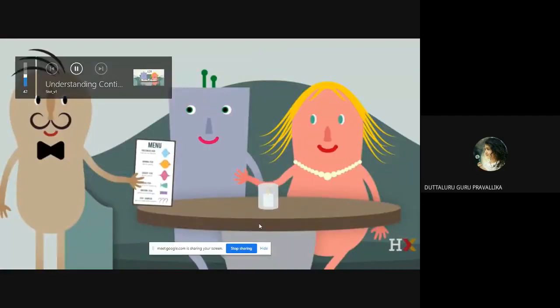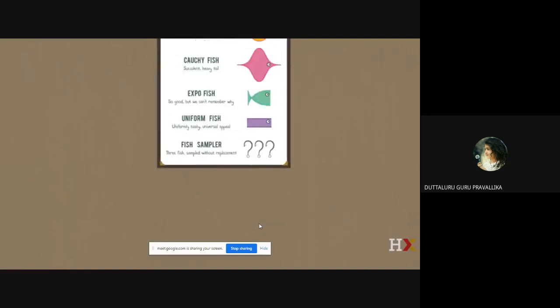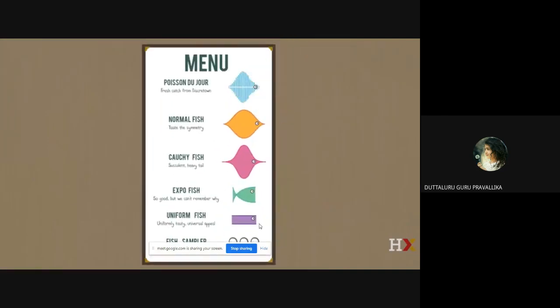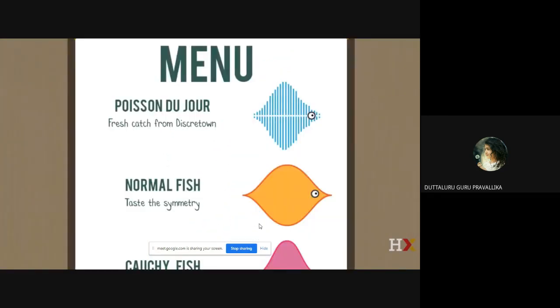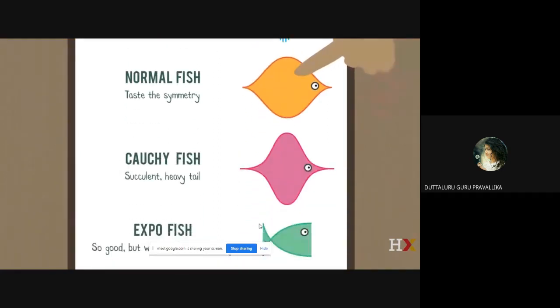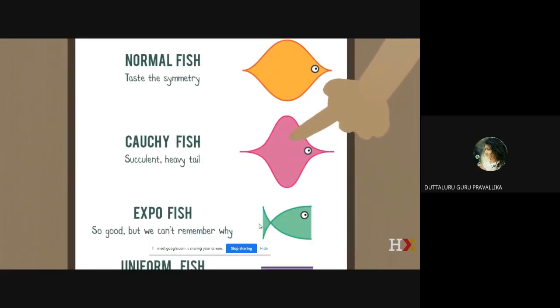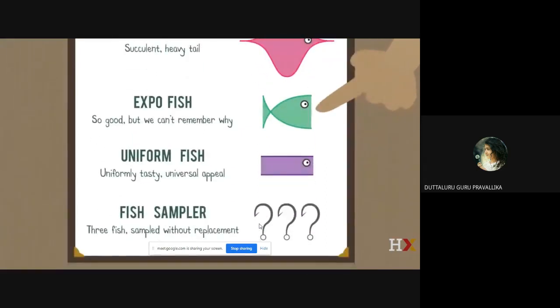What do you recommend? Each of our dishes has its own special flavoring story. Our most popular fish is the normal fish. But if you'd like something more exotic, you can try the kosher fish. It has an amazingly thick, juicy tail. Or the expo fish. It will make your hunger decay exponentially.